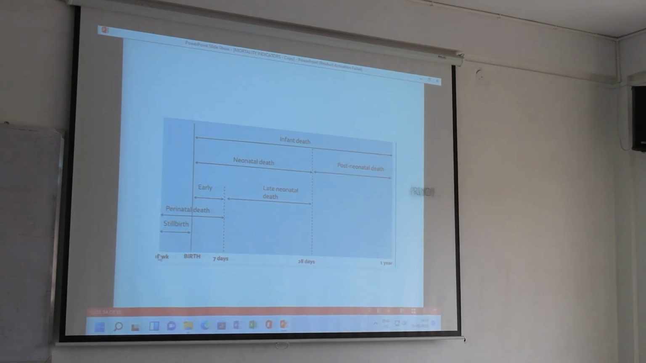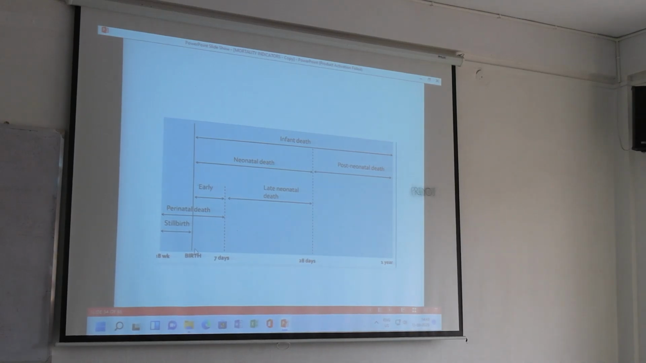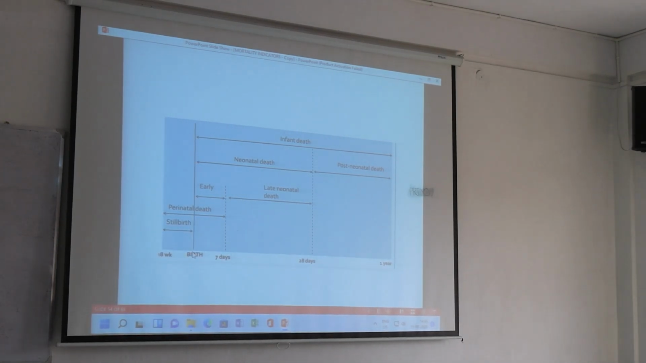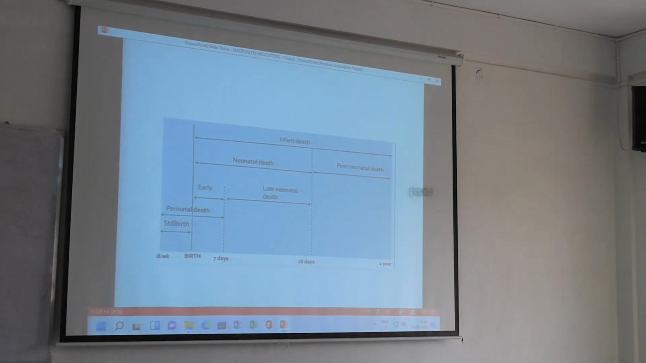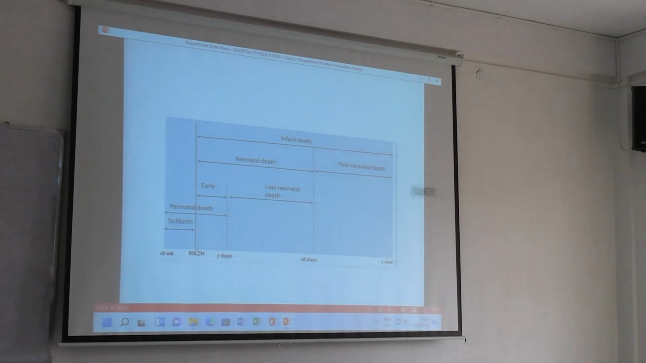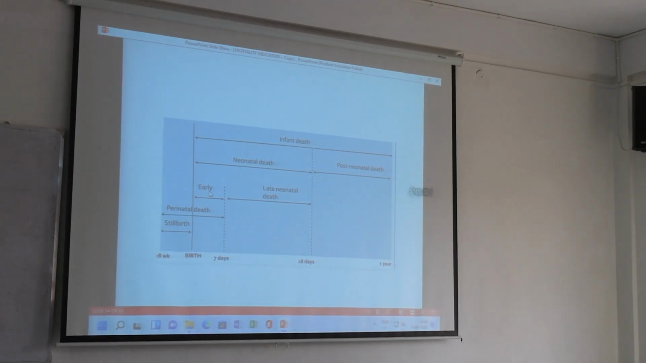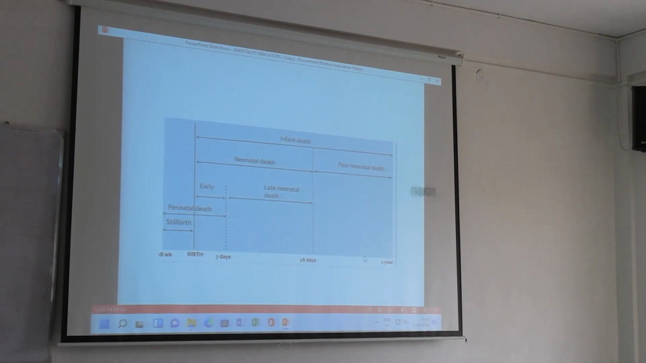Now what is stillbirth? This is stillbirth, a common tension for all parents. Previously there used to be a lot of stillbirths. Then after birth, from 28 weeks to 7 days, that is called perinatal. From birth to 7 days, it's called early neonatal death. Up to 28 days, it's called neonatal death, and this includes early and late neonatal. And from 28 days to 1 year, it's called post-neonatal.